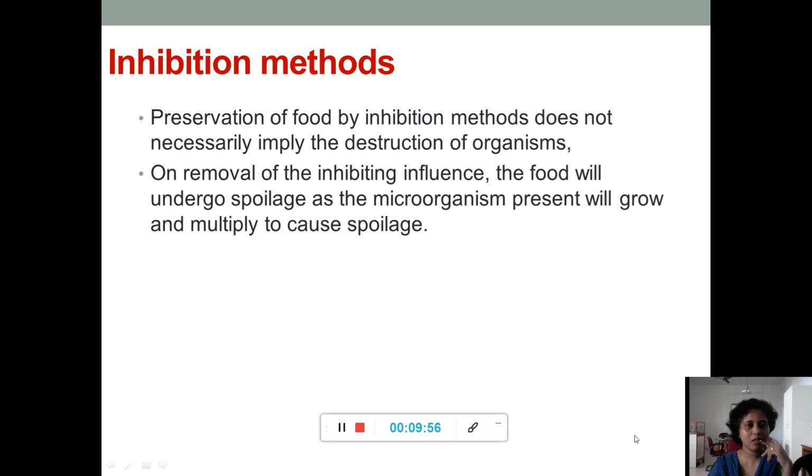So the basic thing that we should note in the case of inhibition methods is that once the inhibitory agent has been removed, the microbe will multiply. So you have to take precautions about how long you keep the inhibition. If you want the inhibition to prolong, you need to keep the food in the same situation for that much time.